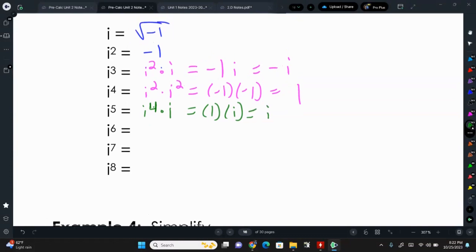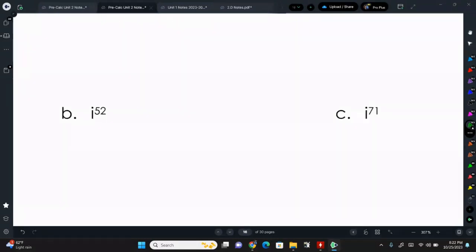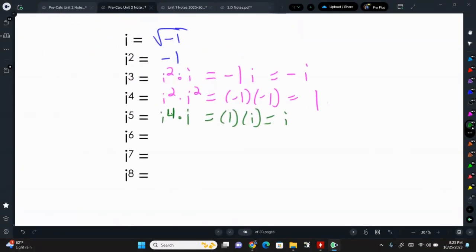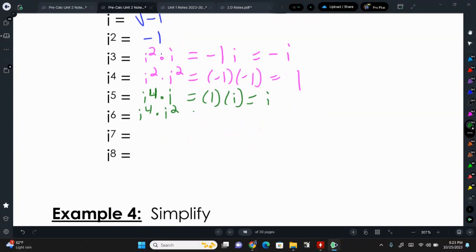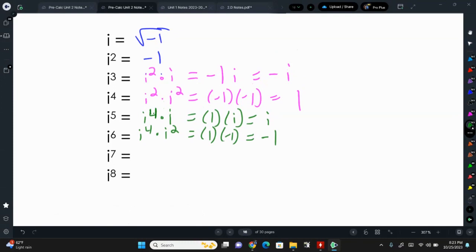Okay, i to the sixth. i to the sixth can be written as i to the fourth times i squared, because we can add those exponents. Well, again, i to the fourth is positive 1, i squared is negative 1, and positive 1 times negative 1 is negative 1. Are you starting to see a pattern here?